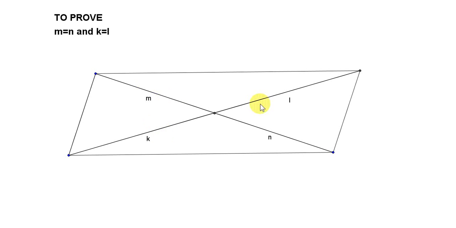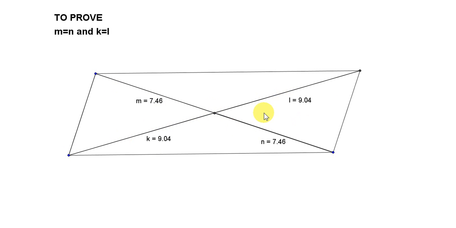Here I've drawn a parallelogram with its two diagonals. We want to prove that the diagonals bisect, or halve, each other. In other words, we want to prove that this distance m equals this distance n, and that the distance k here equals L.